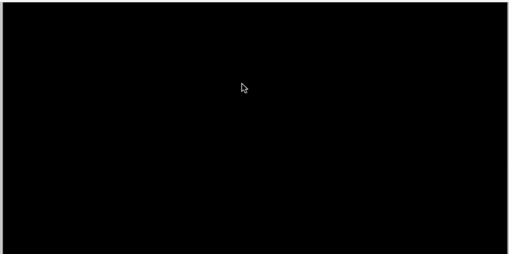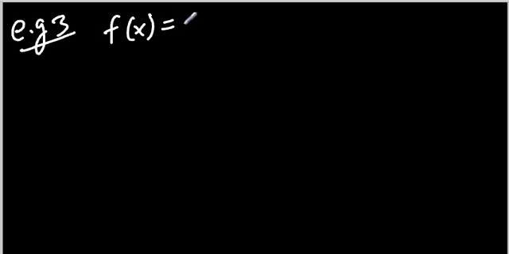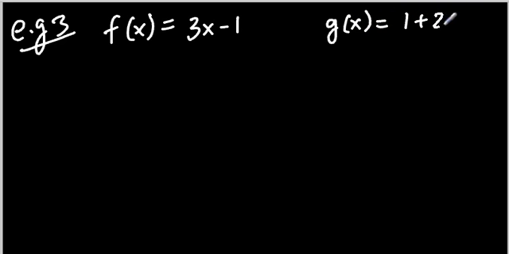In this video, I'm going to continue with my examples of composition of functions. And in this video, we're going to do something just a little bit different. All right, so here's example 3. Okay, so I'm going to define some new functions. Let's say f of x is equal to 3x minus 1. And let's say g of x is equal to 1 plus 2x.